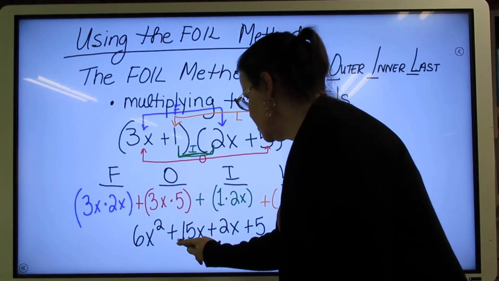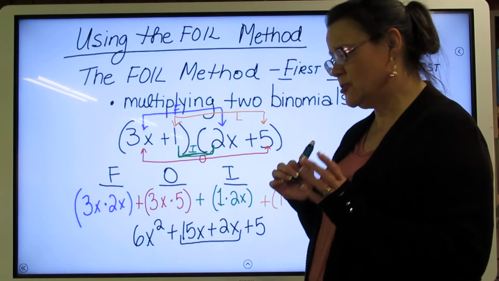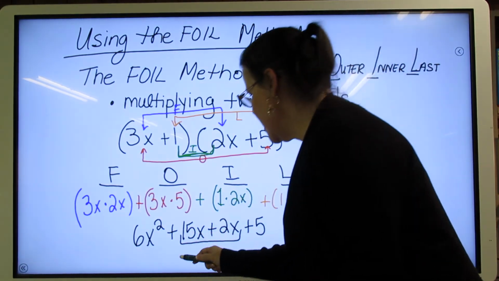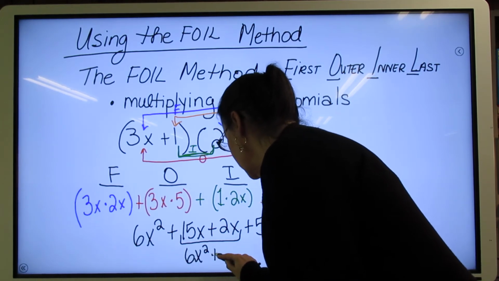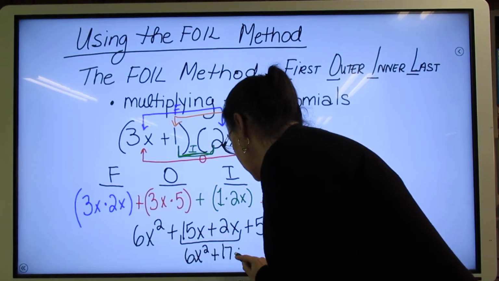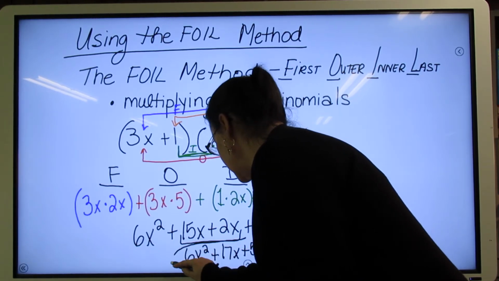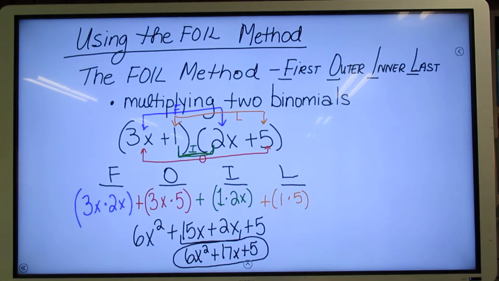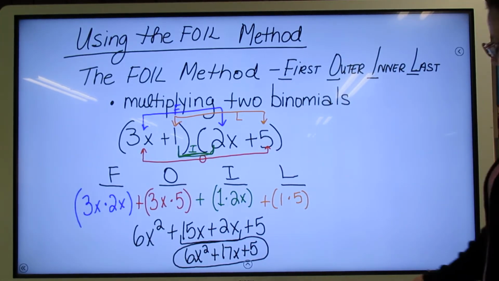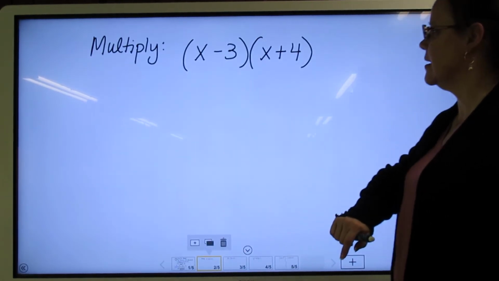Then what I'm going to do is combine the two like terms that I have, which is usually the O and the I, and rewrite the trinomial that it's going to become. And then this right here would be your final answer. Okay? So what I did is I gave some examples. So let's try it again.